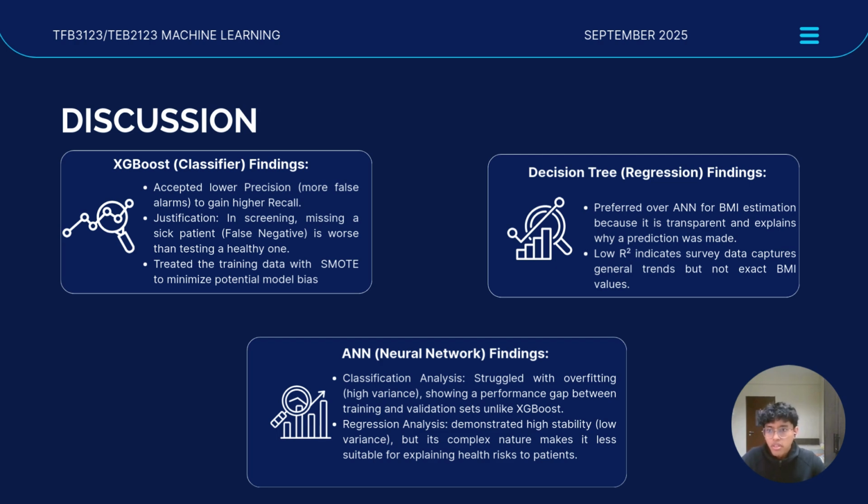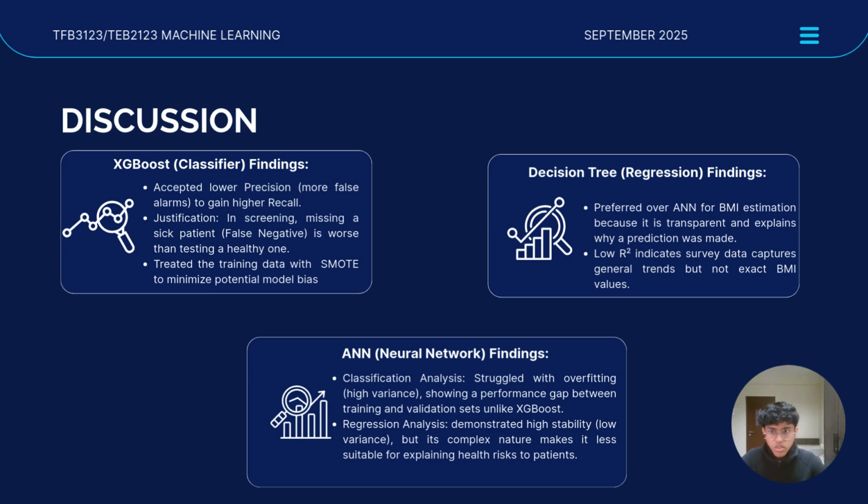Firstly, for classification analysis, we chose XGBoost to predict diabetes and we made a clinical choice. We accepted lower precision, which means we might have more false alarms, in exchange for higher recall. Why did we do this? In a medical screening context, missing a sick patient, a false negative, is much worse than running a further test on a healthy one. We also prioritize fairness by treating the training data with SMOTE to ensure the model was not biased towards the majority class.